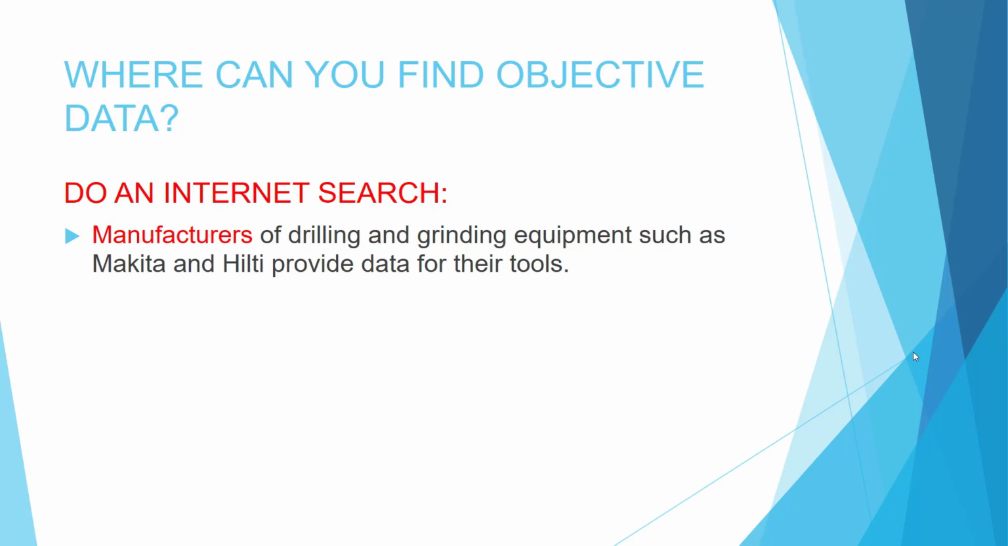A common question is, where can you find objective data? If you don't have any air sampling data in your own historical files, the best thing you can do is an internet search. Manufacturers of drilling and grinding equipment provide data for their tools.